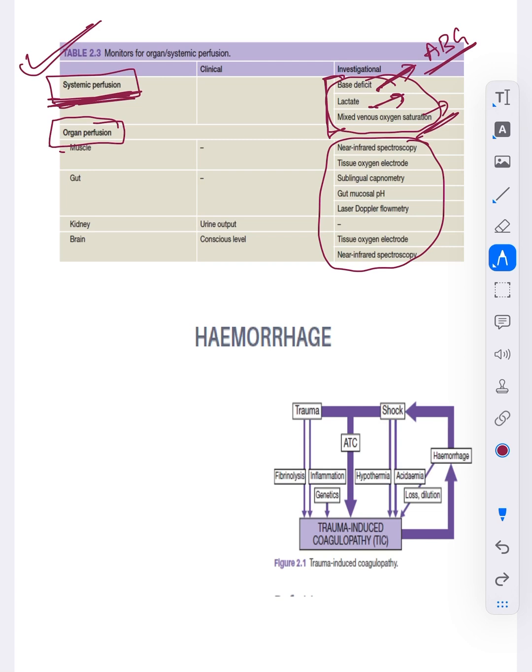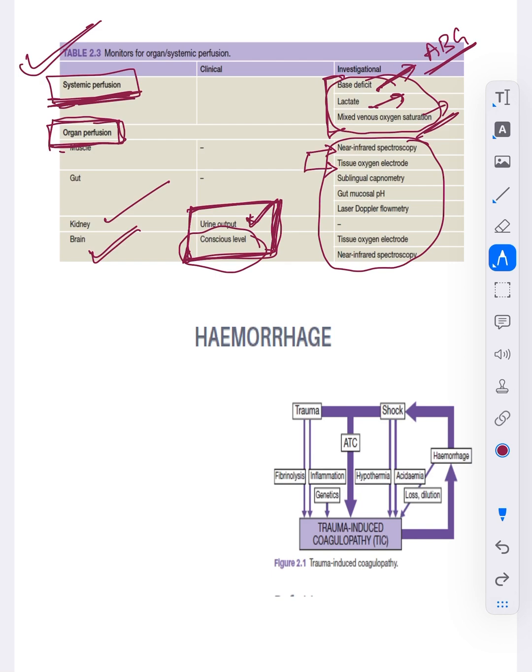Okay, what about organ perfusion? Nobody does this clinically, I mean in the routine practice, but just for the multiple choice question sake, the two important clinical parameters which help us tell if the resuscitation is adequate enough or not are the urine output, which tells us the kidney perfusion, and the conscious level of the patient, which tells us the brain perfusion. Right. Now muscle perfusion is assessed by near infrared spectroscopy and the tissue oxygen electrode.